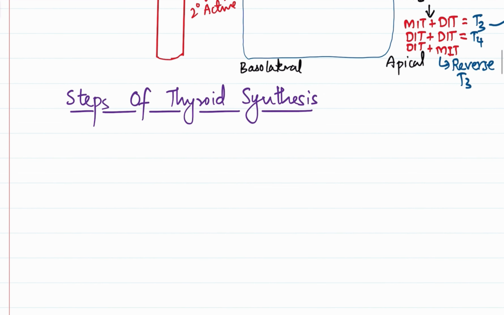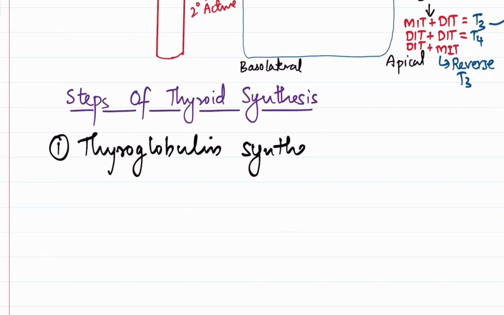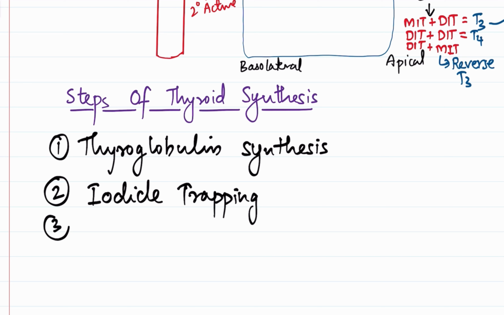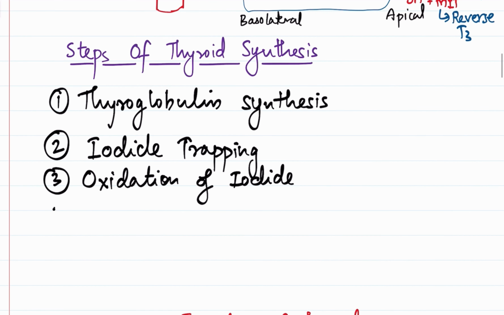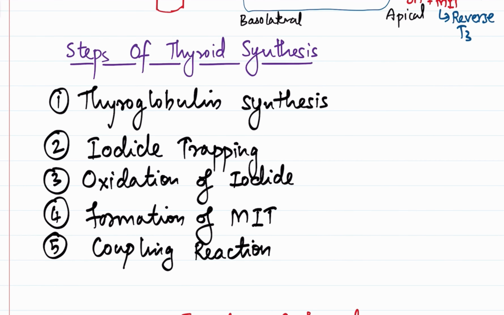So let's summarize the steps of thyroid synthesis. The first step is thyroglobulin synthesis by the endoplasmic reticulum and the Golgi apparatus. What is the second step? The second step is that the iodide must enter into the thyroid cell, and that process is called iodide trapping. In the third step, the iodide is oxidized into iodine. So oxidation of iodide occurs, and then there is the combination to form monoiodotyrosine. Then they undergo the coupling reaction. So that's how the thyroid hormones are formed.